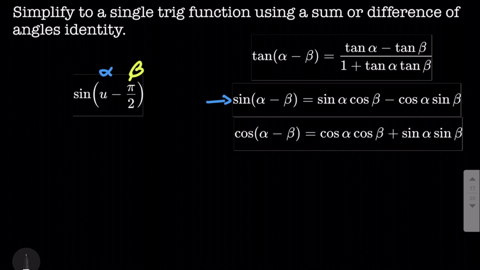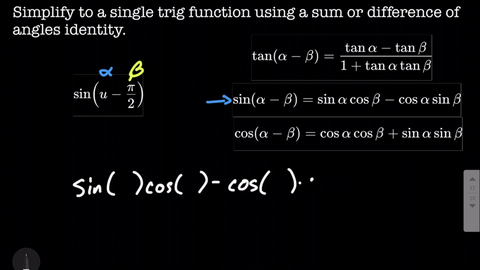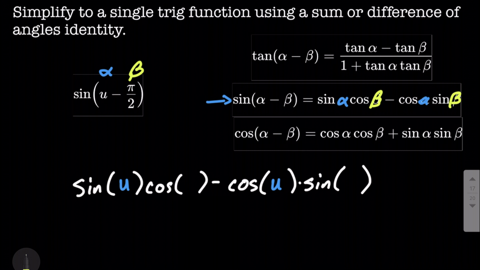So just writing out our formula, we have sine times cosine minus cosine times sine. And in these spots, I just want us to look over here at the right-hand side. We have an alpha, we have an alpha, so each one of these is going to get replaced with a u. So fitting it into the formula, there's a u, there's a u. We have a beta in our formula right here, and right here, and each one of those is going to get replaced with a pi over 2. So pi over 2, fitting it into the formula in the correct places.